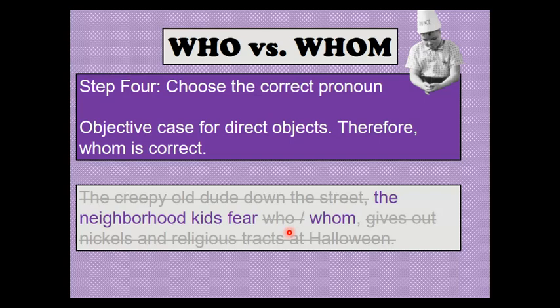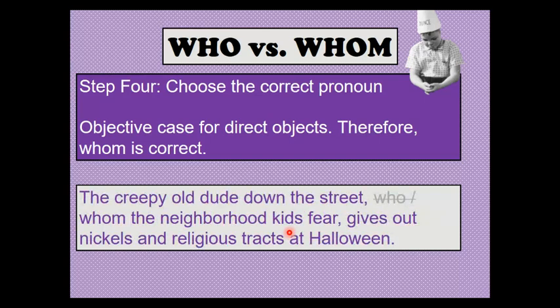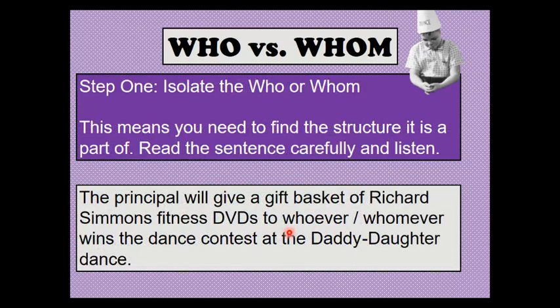All right. So when I put the sentence back in regular order, I would say the creepy old dude down the street, whom the neighborhood kids fear, gives out nickels and really just tracks at Halloween. Last example. The principal will give a gift basket of Richard Simmons fitness DVDs to whomever wins the dance contest at the daddy-daughter dance. All right, so resist this temptation to use this word to.